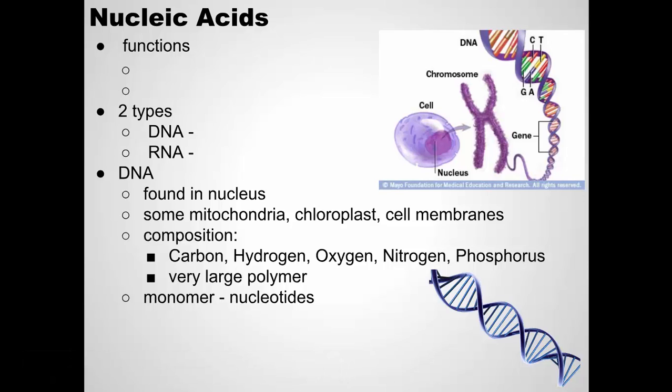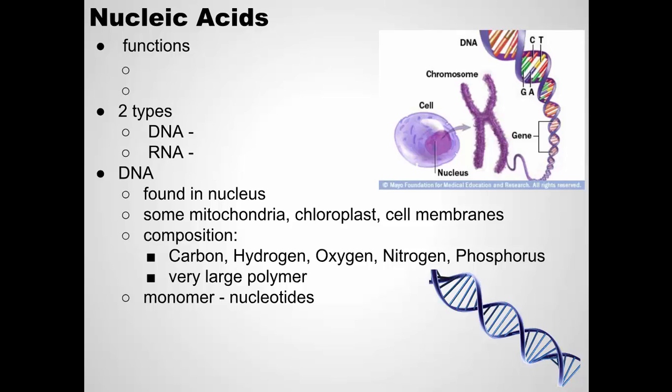So we've talked so far about 3 out of the 4 classes of organic biological molecules. Just remind me, what are the 3 broad categories we've talked about so far? Carbohydrates, lipids, proteins. So the last group to talk about in biochemistry for us are the nucleic acids.